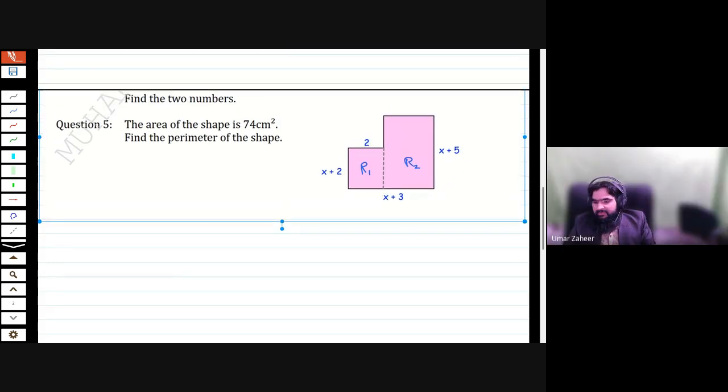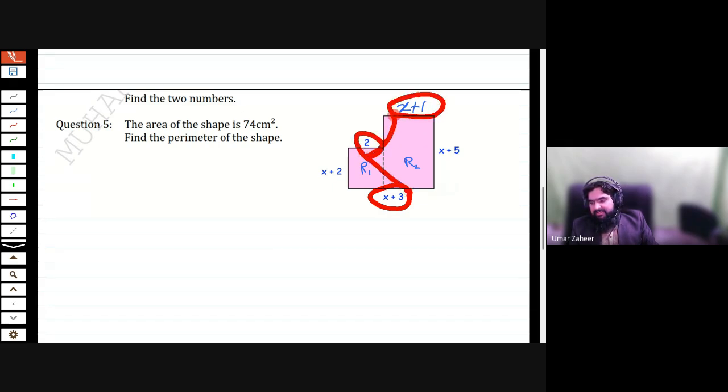All right. Now look at here. It is x plus 2, it is 2. So we have the length and the width. But we don't know about this one. Now look at here. The whole is x plus 3. It is 2. So what will be this side? x plus 3 minus 2, that will be x plus 1. It is clear? I just subtract 2 from x plus 3. So I will get x plus 1.